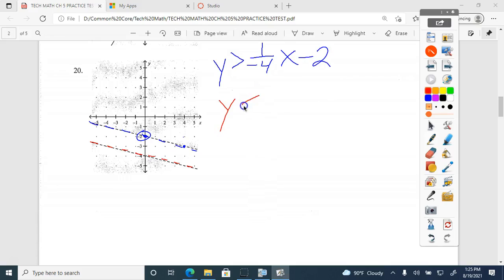Then the other one is y less than, since it's shaded below it. 1 over negative 4 again, and then minus 4 this time, not minus 2. My bad.